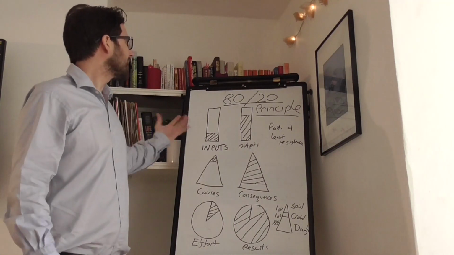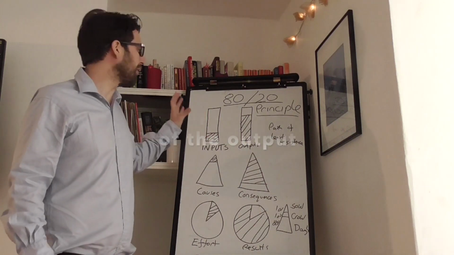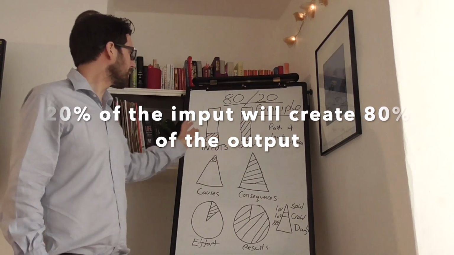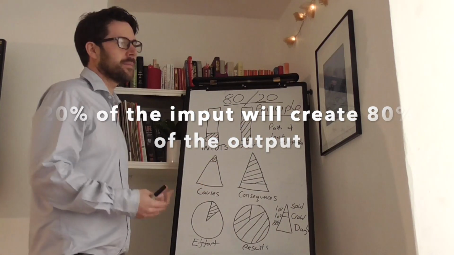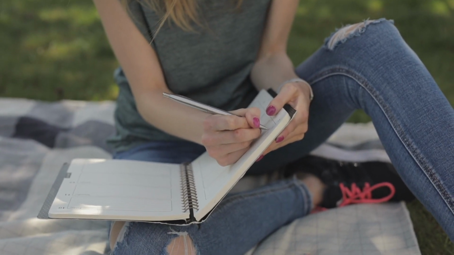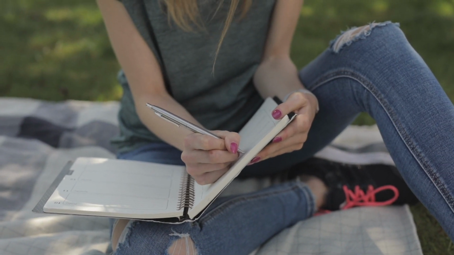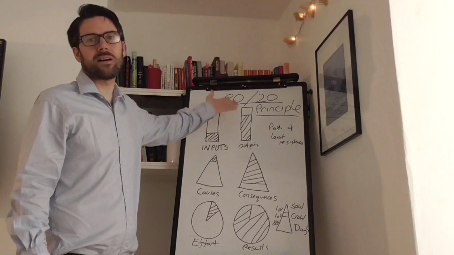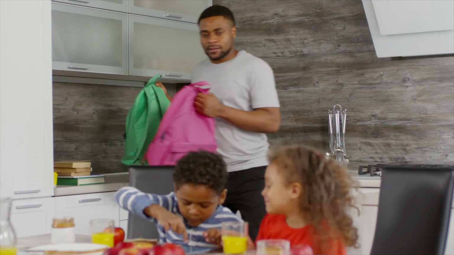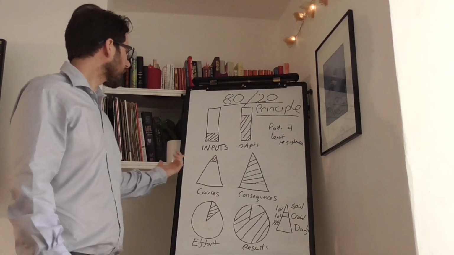So the 80-20 principle essentially means that 20% of the input of anything will create 80% of the output. So say 20% of the tasks that you do every day will create 80% of the outputs. That means that 80% of the tasks that you're doing are only creating 20% of your outcome. So what you need to focus on is what are the 20% of the inputs that are creating the most outputs.